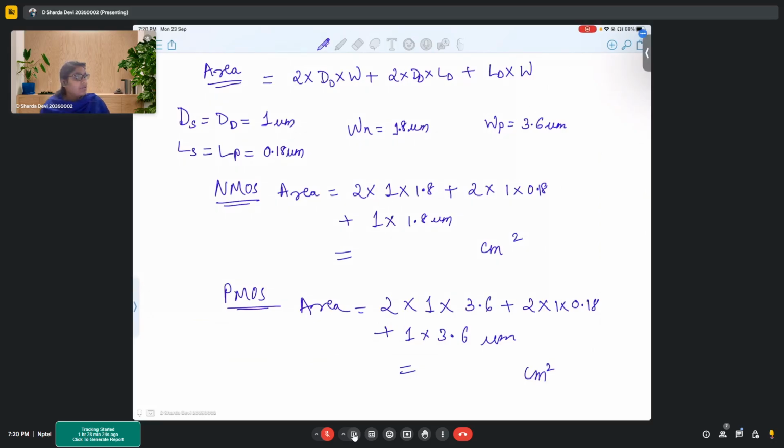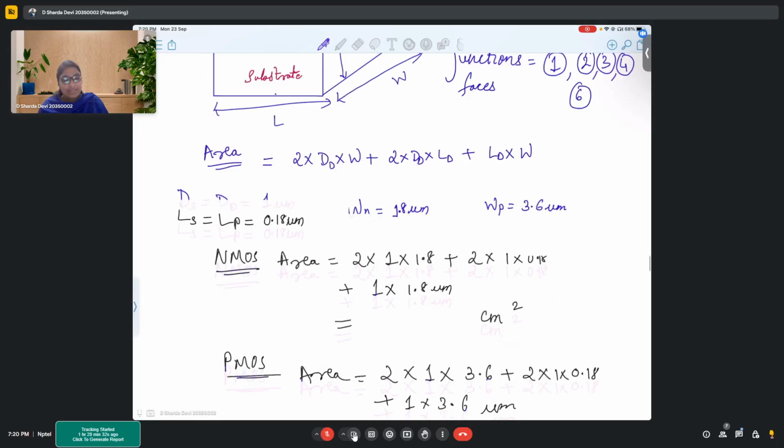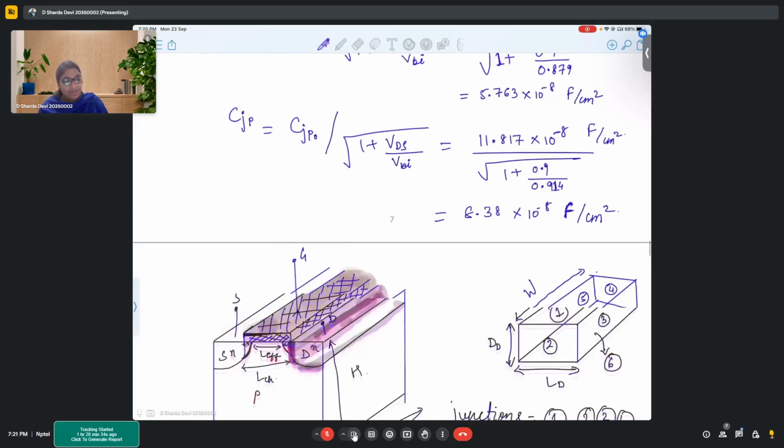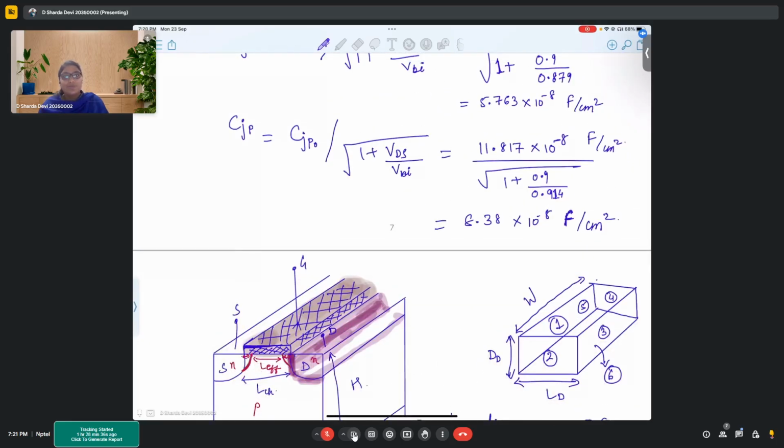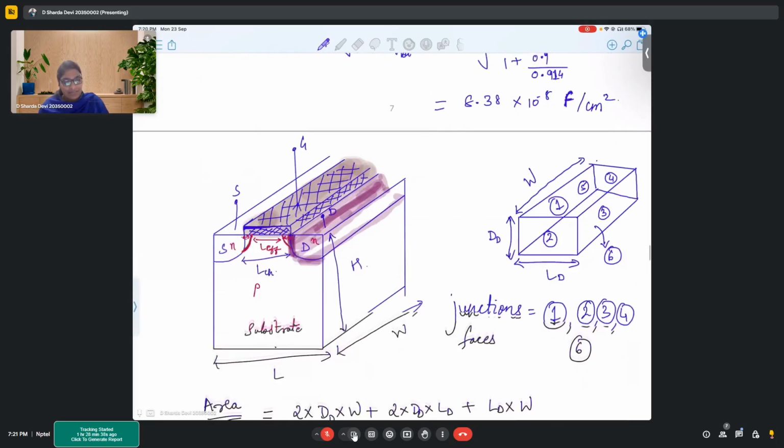Anyways, maybe I would write it down. You have to find it in centimeters square so that the capacitance that we are finding per centimeter square, the units can be nullified. That's the only reason.